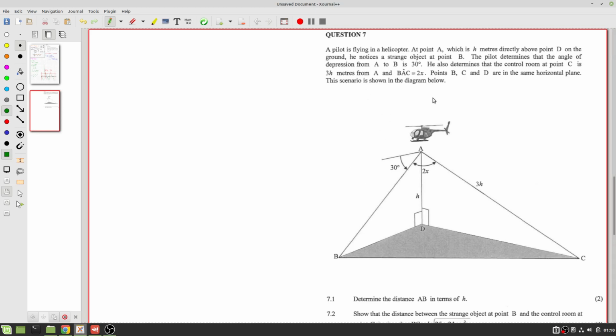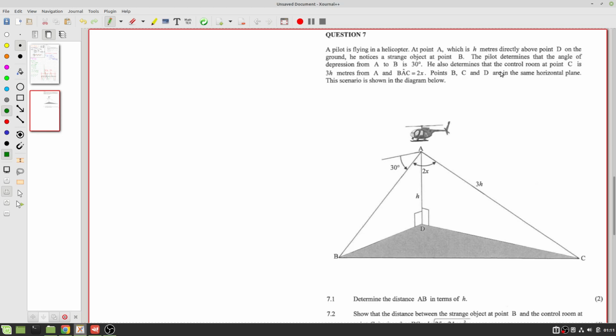A pilot is flying a helicopter, and at point A, which is h meters directly above the ground, as we can see here, above point D on the ground, he notices a strange object at point B. The pilot determines the angle of depression from A to B is 30 degrees. This is a horizontal line. Angle of depression is 30 degrees.